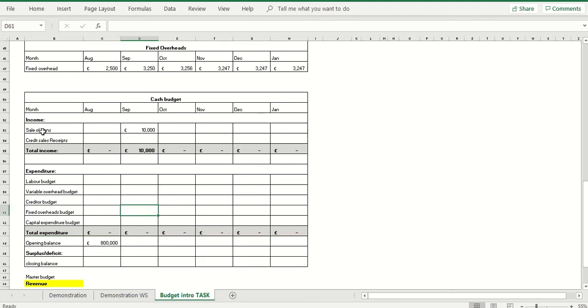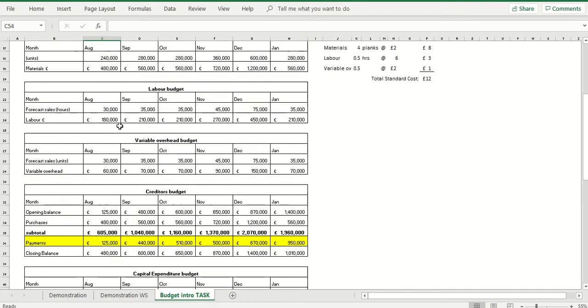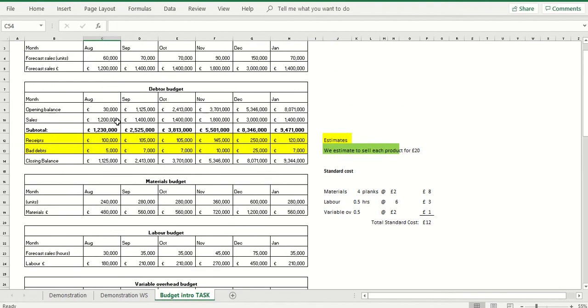So let's start by doing the income section. We have an extra income here of £10,000, and we're just given that, so we'll leave that. But we also have credit sales receipts. The credit sales receipts are a bit of an interesting one, because what we're saying here is how much money have you physically received? Not how much money do you expect to earn, but how much money have you physically received? And we get that from our debtor budget. So that's this item up here, receipts.